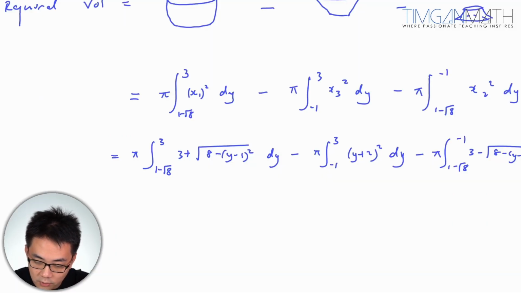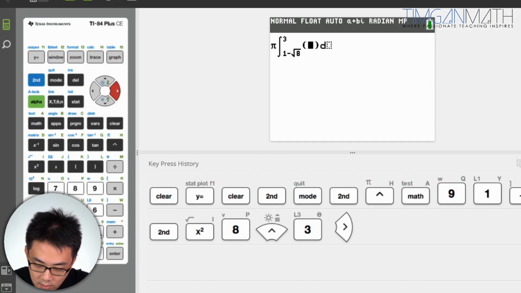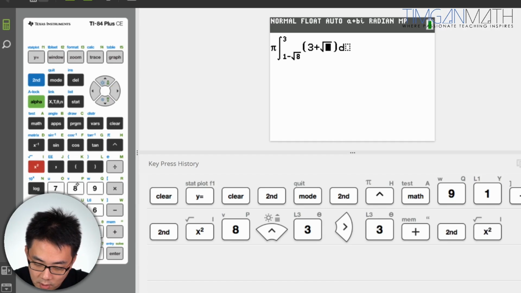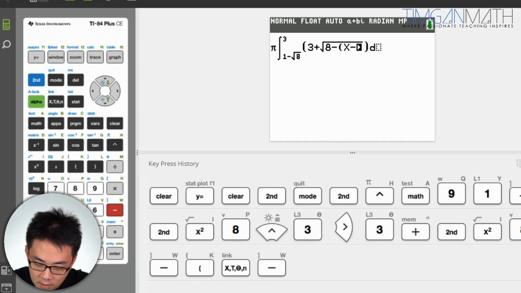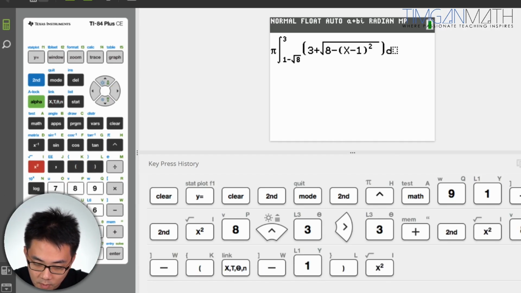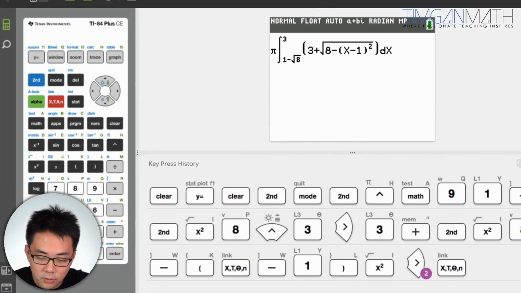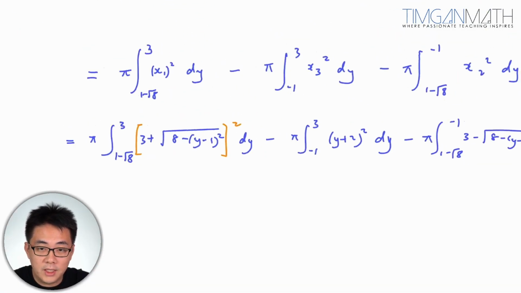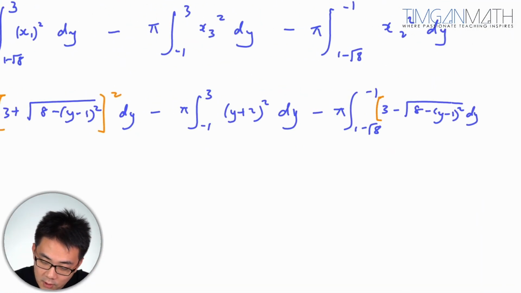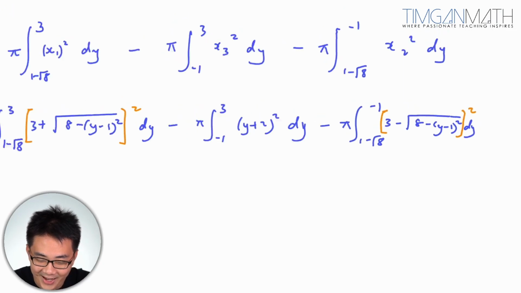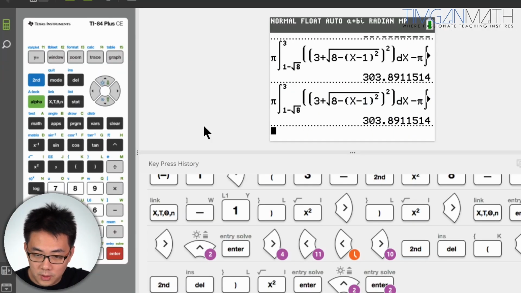And that will be 3 plus root 8 minus (y minus 1) squared, dy. Okay, then you just move on, just key in everything. Let me just key in everything. I'll just pause here. I realized I never squared the whole thing. Please square the whole thing. That's fair. So this is the answer here.